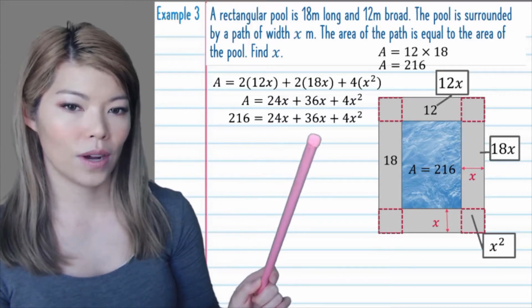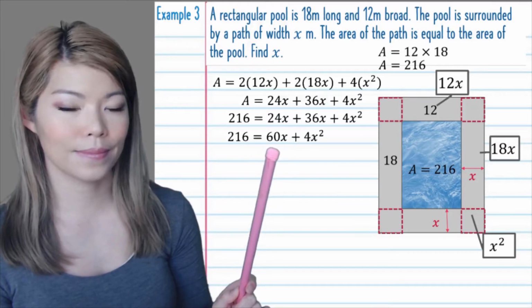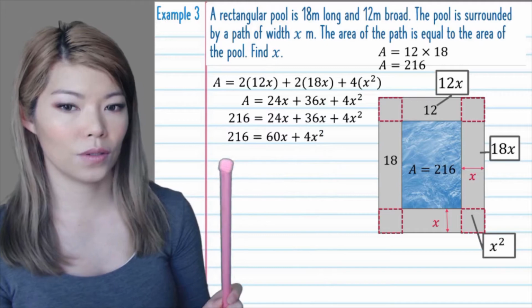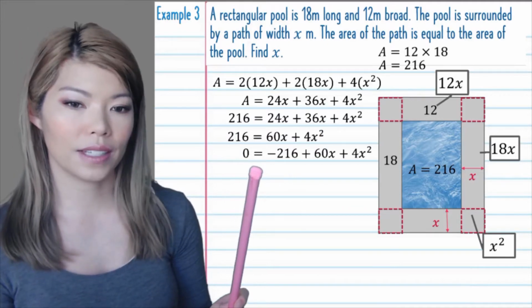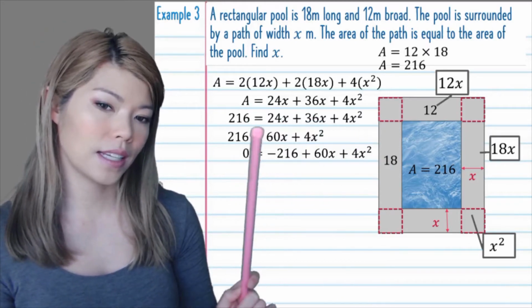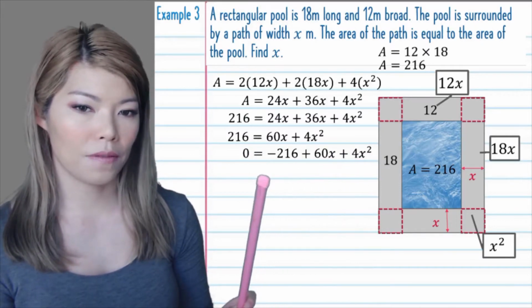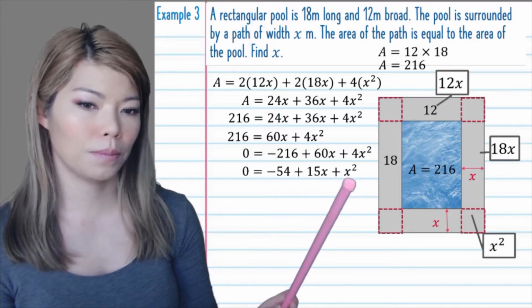Now 24x plus 36x, collect the like terms, it's 60x. Now to work that out, we have to make everything equal to 0. So bring the 216 to that side, becomes negative 216. We can see there's a highest common factor here, and the common factor is 4. So dividing everything by 4, we have minus 54 plus 15x plus x squared.